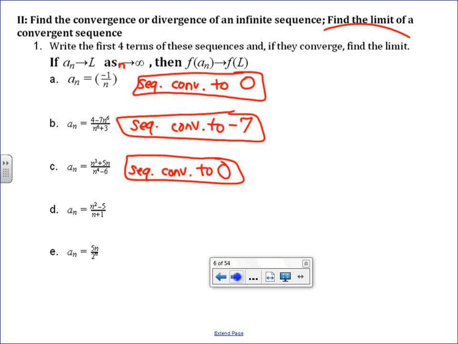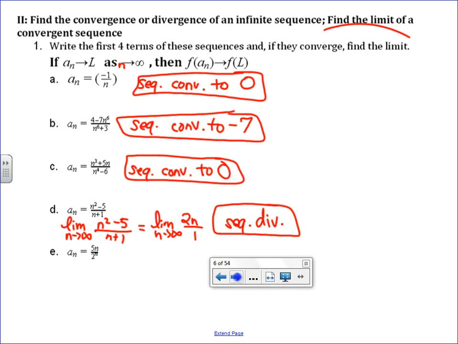Next one. The top wins. The top wins. So if I took, we can take limit. Yeah, it's gonna be infinity. So, a divergence. If I was to use L'Hopital's, just to prove, 2n over 1. 2 times bigger numbers? Is that converging? No. Sequence diverges. I'm just shortening for sake of time.